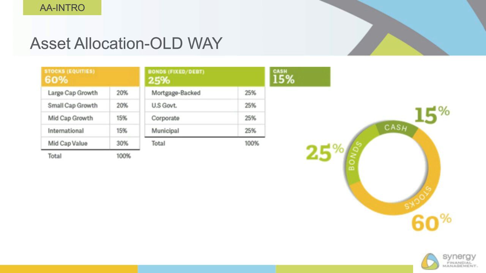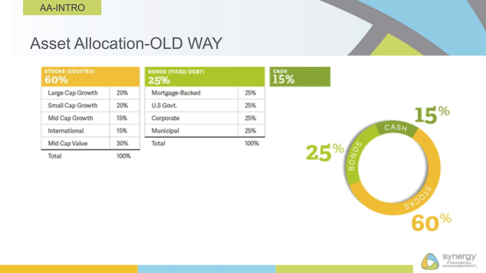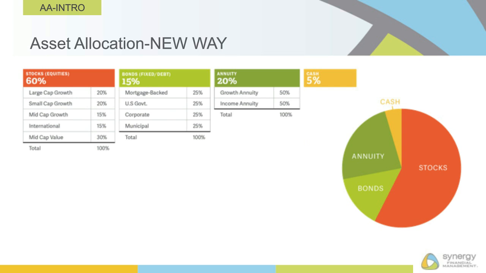The way that we think about it is the new way. And the new way is that we add the annuity into the mix. So here we have 60% equity. You'll notice that we did not reduce the equities. If we go back a slide, the equities were 60%. So we left the equity exposure the same. What we did is we reduced the bond exposure and we reduced the cash exposure, and that's where we came up with a 20% annuity.